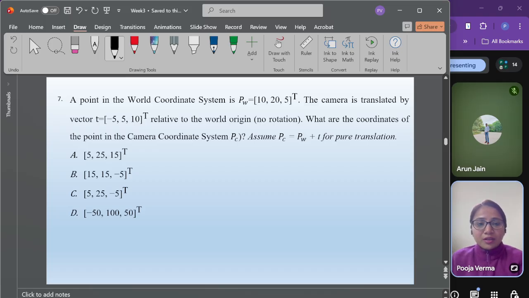So can you calculate here? Already PW is given, T is given. So just can you calculate it here?